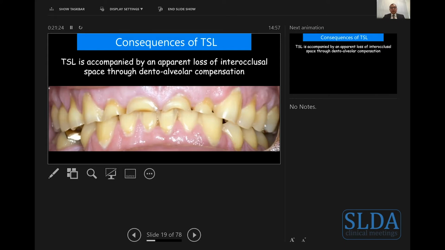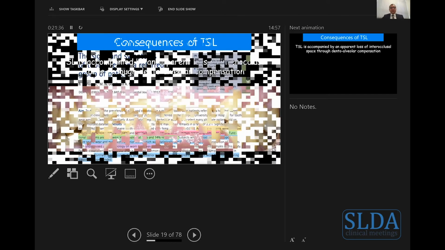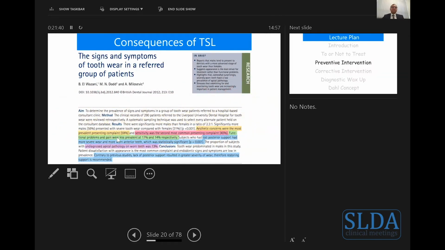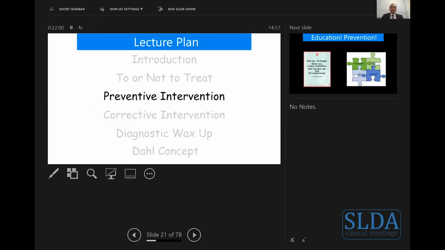If I were to put some restoration here, obviously it will create a posterior open bite. So how do we go about it? Is that a concern? Is that a difficulty? Yes, it is a difficulty, but we can manage those cases. That's what we're going to look at in a minute. But before we look at it, I'll just mention that Alex Milosevic has published an article about signs and symptoms of tooth wear patients in the British Dental Journal in 2012. You can look it up for further information there.